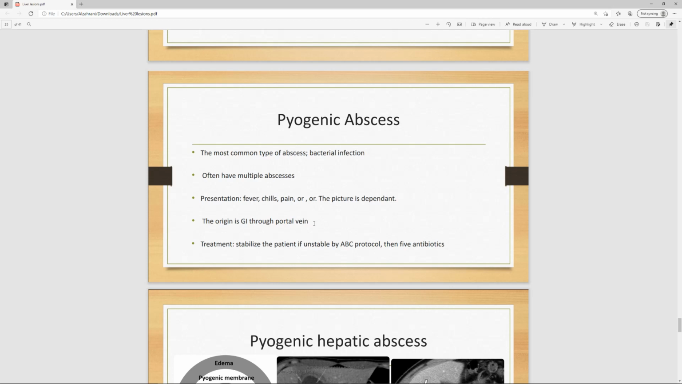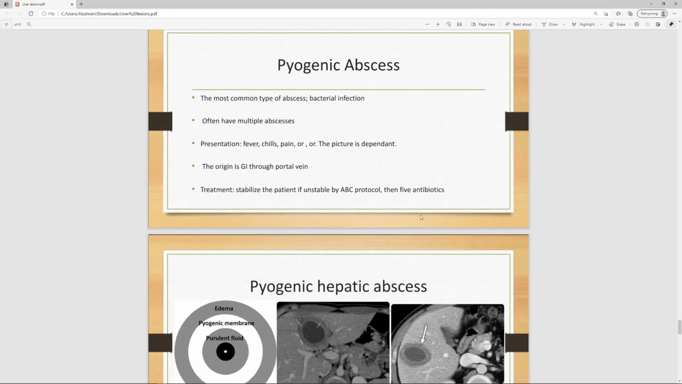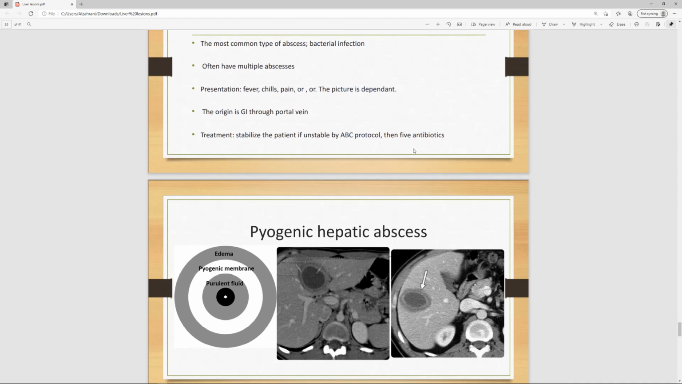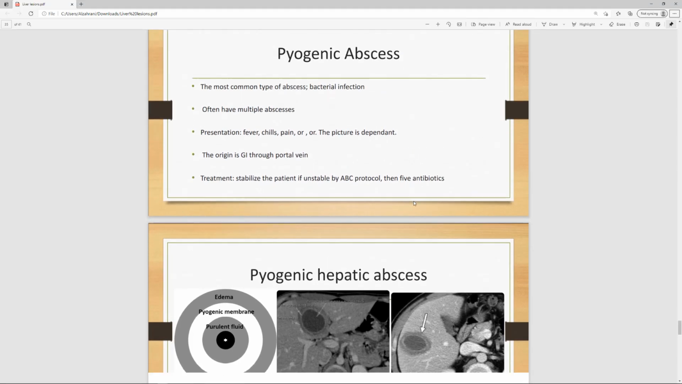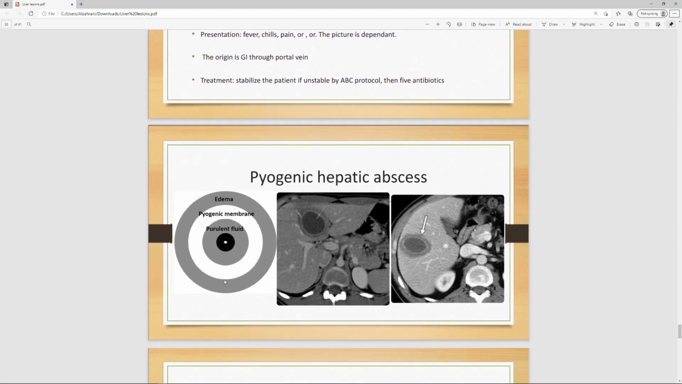Like, what is the treatment of pyogenic abscess? Stabilize the patient if the patient is unstable by ABC protocol, airway, breathing, circulation. Then give antibiotics. But first thing, stabilize the patient if unstable. So pyogenic hepatic abscess is characterized by something that's called target sign. You can see here is like target sign.